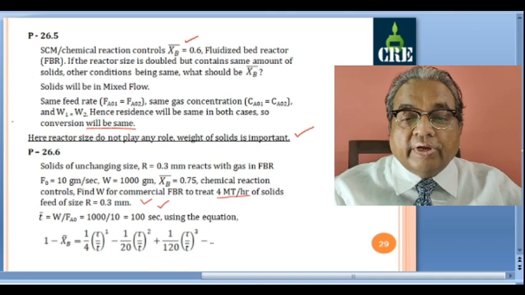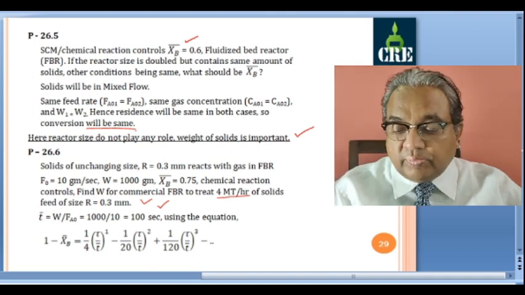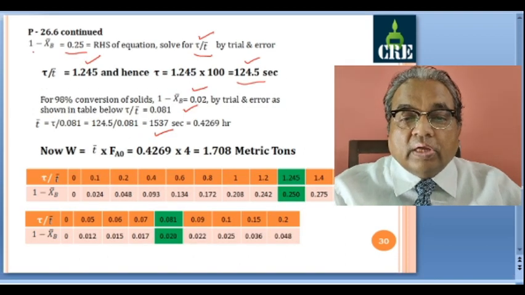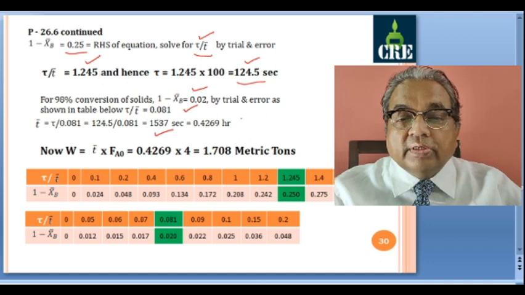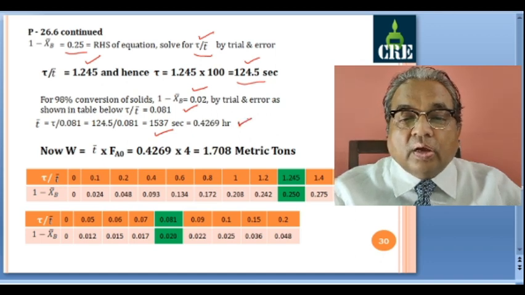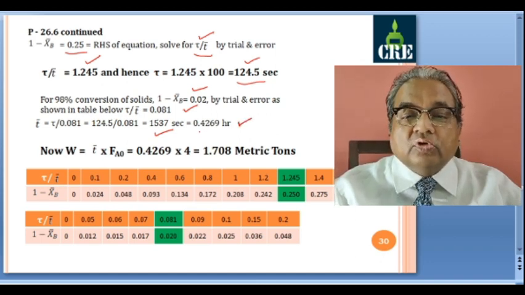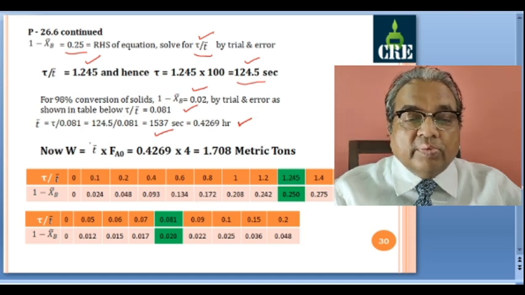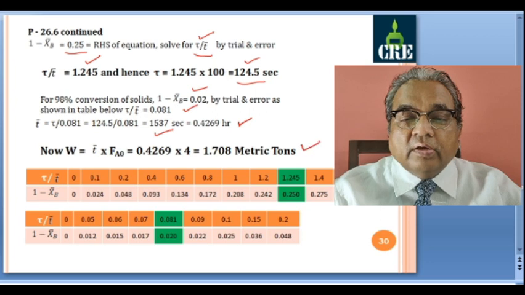My feed rate is 4 metric tons per hour, so I will convert these seconds into hours. That comes out to be 0.4269 hours. So W will be T bar into F_A0. T bar in hours multiplied by F_A0 in metric tons per hour, the hour will cancel out, and the final result we get is 1.708 metric tons.